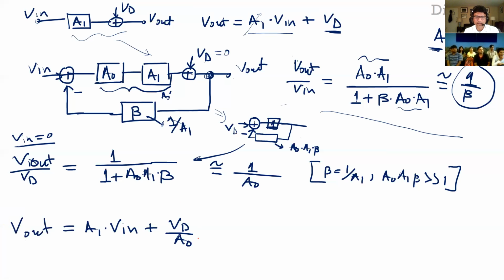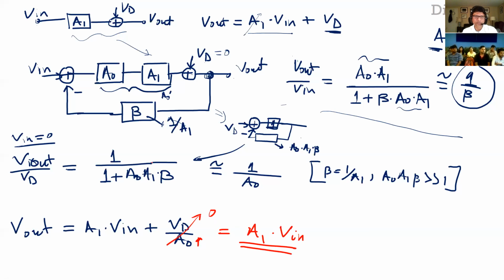Now if this A naught is really large, this pretty much goes to 0, and you just end up with A1 times V in, right? So that's the other advantage of feedback: it actually reduces the distortion in your amplifier too.